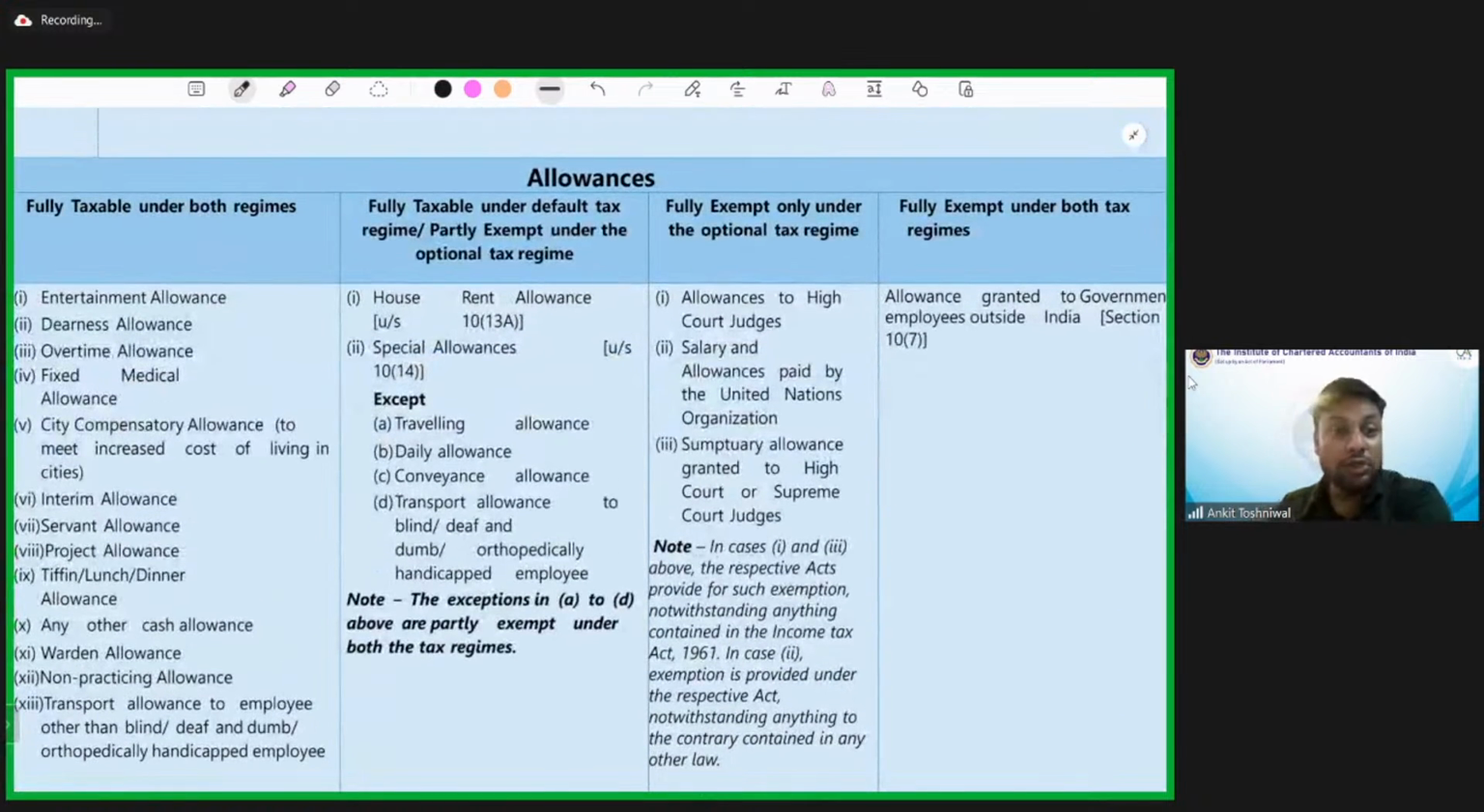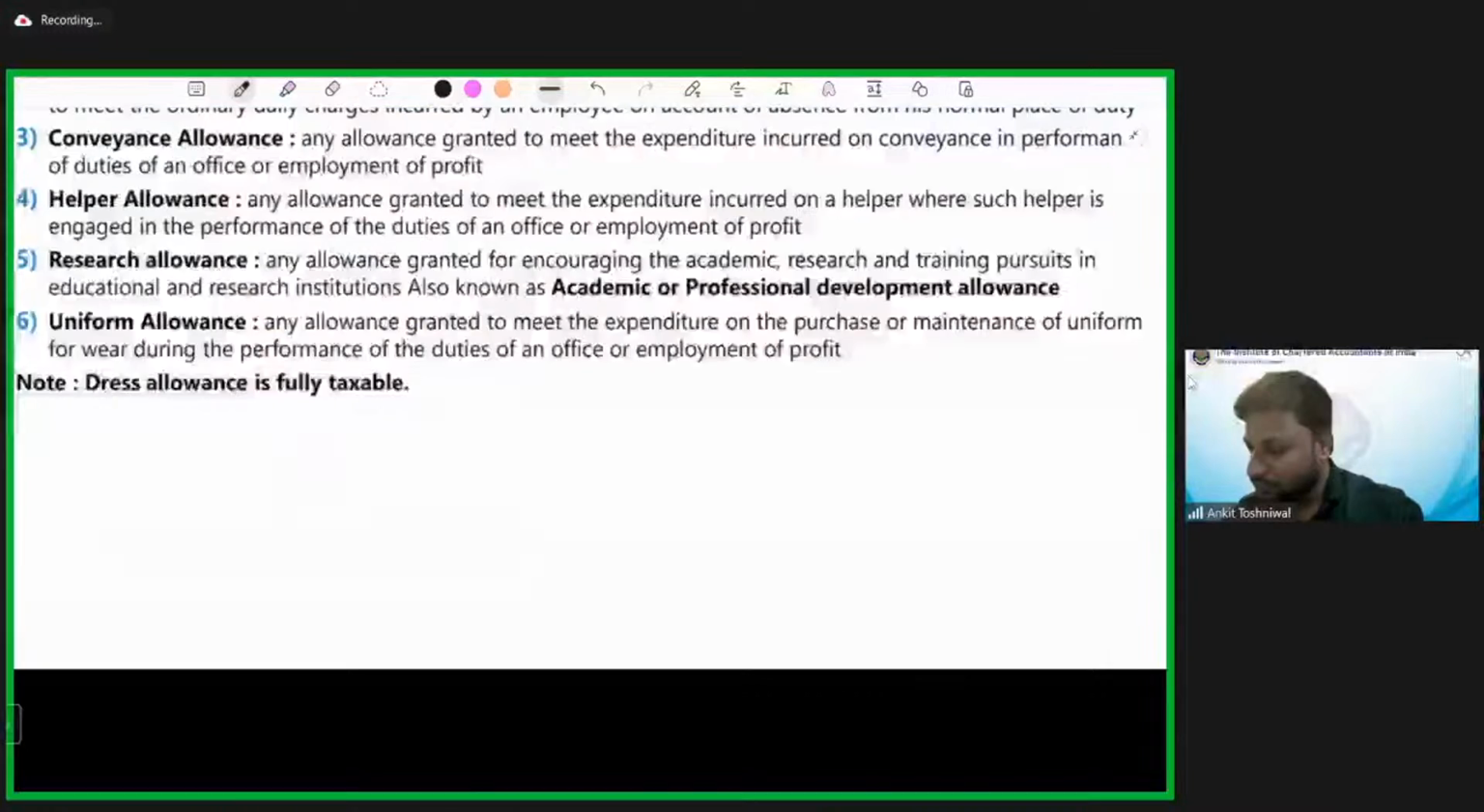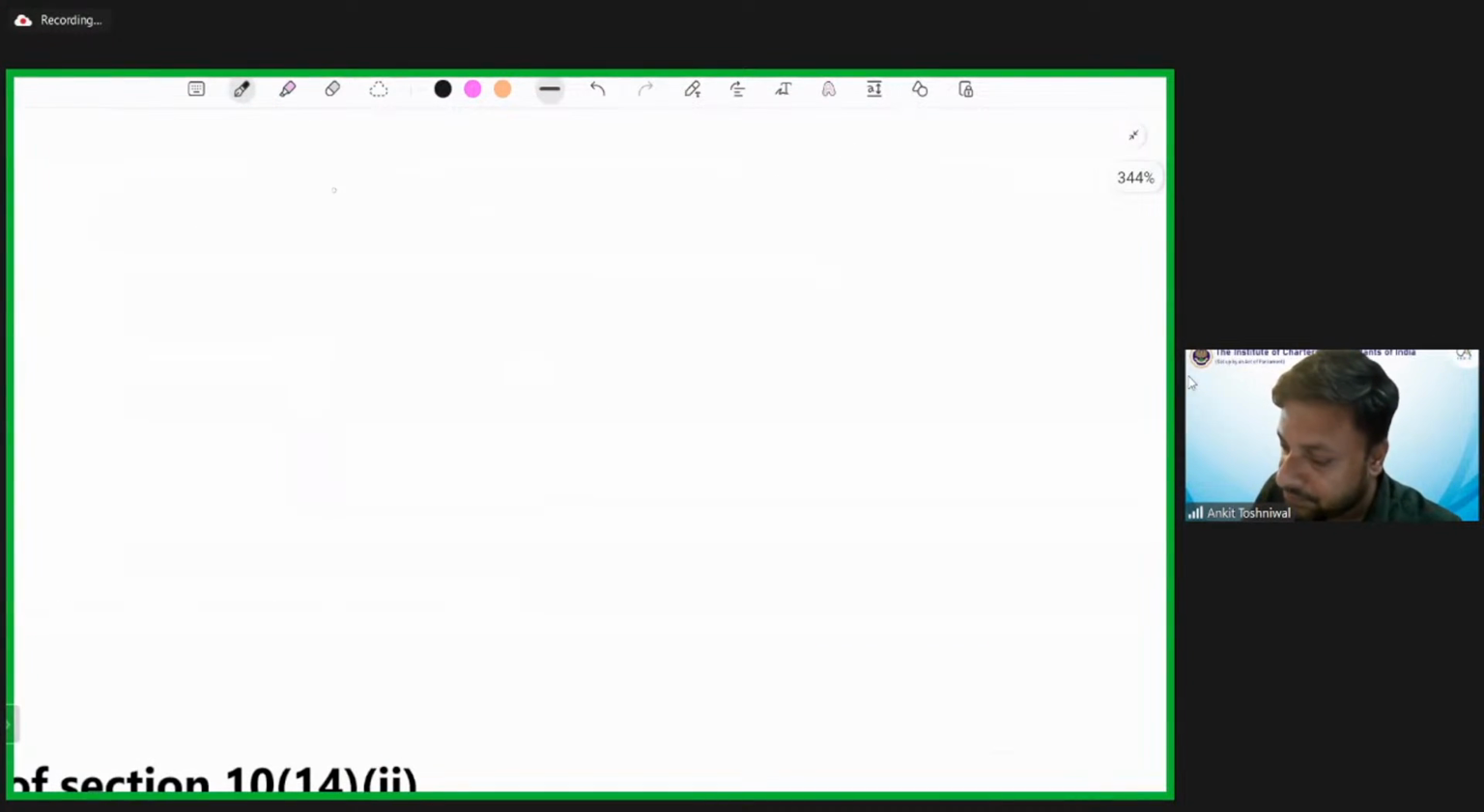Okay. Now from here, this was the foundation of your salary head. The overall foundation of your salary head. So what we will do, we will study this chapter.